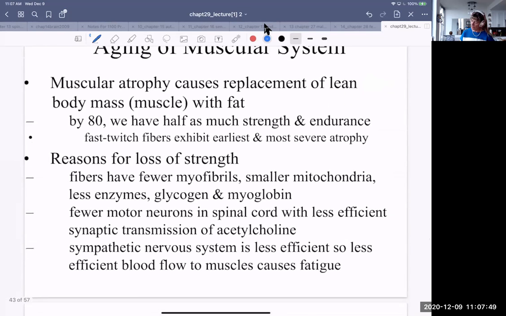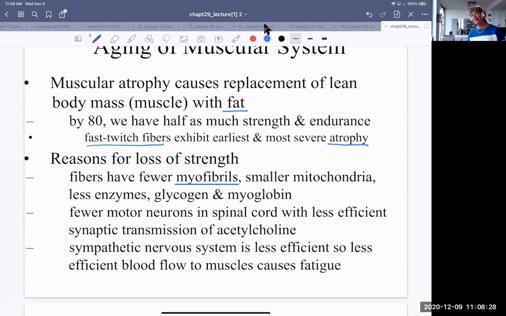Muscular atrophy causes a replacement of lean body mass with fat. By 80, we have about half as much strength and endurance. And of course, that also depends largely on how much exercise an individual does. Fast twitch fibers, so we have fast twitch and slow twitch fibers, exhibit atrophy. So the fast twitch fibers are the ones that are used for example for sprinting, and slow twitch fibers for walking, for example. Reasons for loss of strength: the fibers have fewer myofibrils.